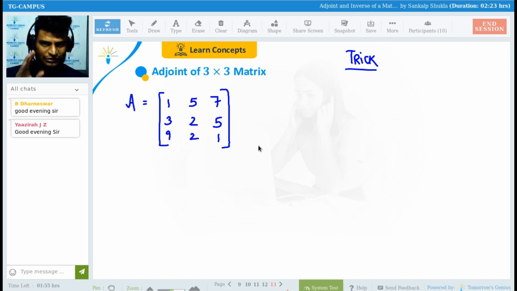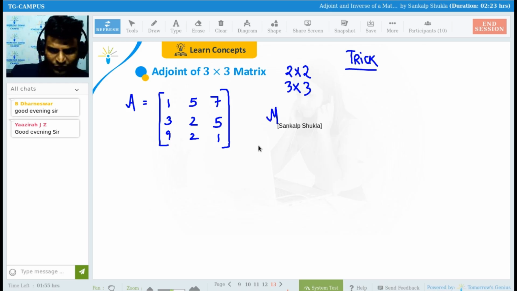First we'll talk about the genuine method to find the adjoint that I have discussed also, but I am not going to do that. First we have to find the minor matrix. I was discussing the minor matrix for a 2 cross 2 matrix. Now this is a 3 cross 3 matrix, so before the trick, I'll tell you how to find the minor matrix of a 3 cross 3 matrix.